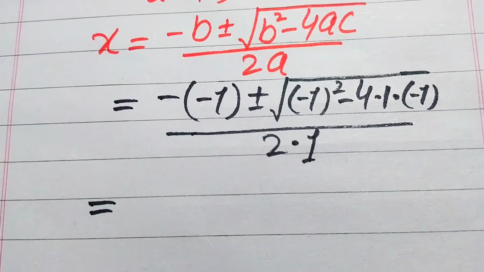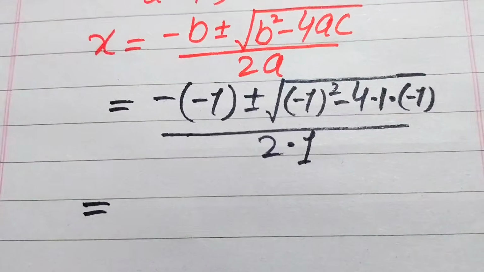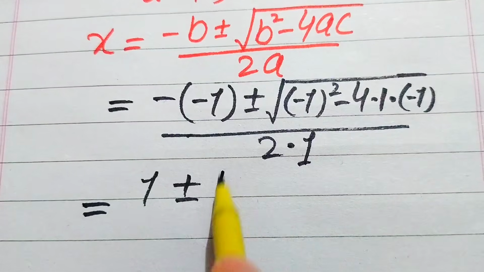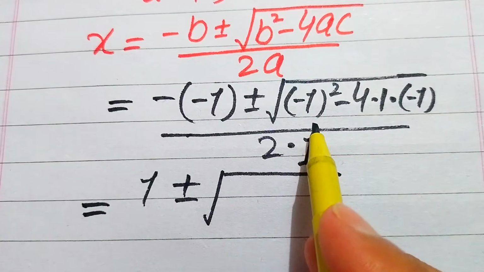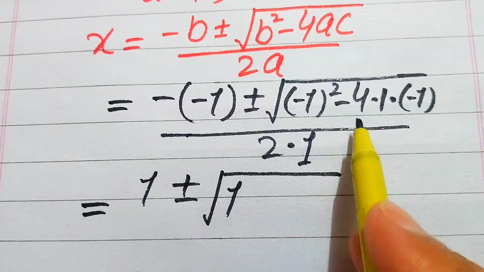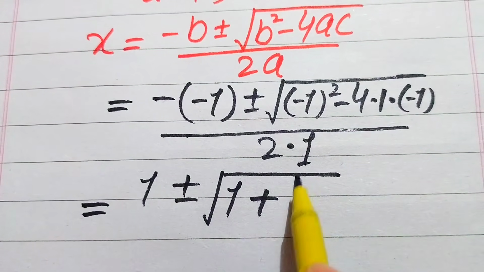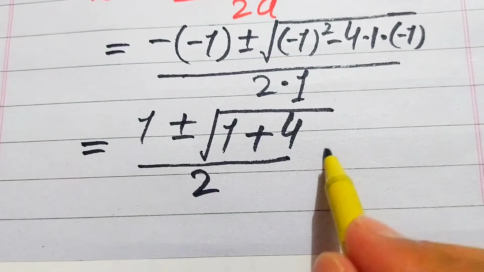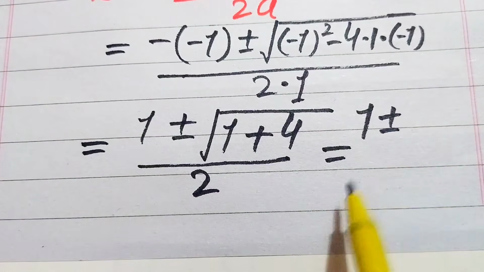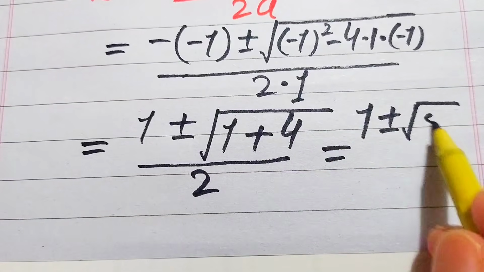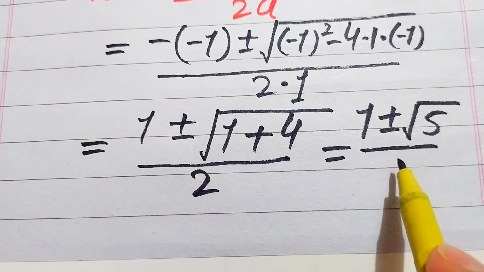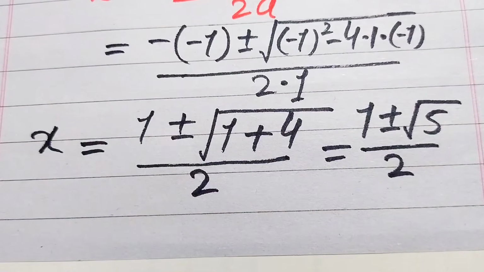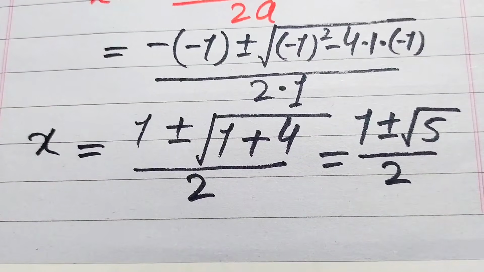Now further in the next step we need more simplifications, and this will be written in this form. We have minus times minus becomes plus 1, and plus minus square root of minus 1 square, and minus 1 square becomes plus 1. This is minus times minus becomes plus 4, and it is divided by 2 times 1, which is 2. Further, we have 1 plus minus square root of 1 plus 4 becomes 5, divided by 2. So here you see that there are two values of x.